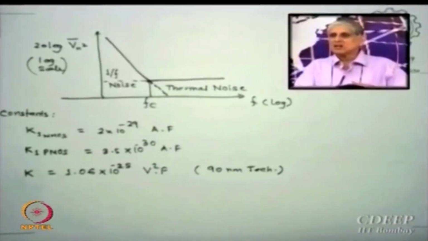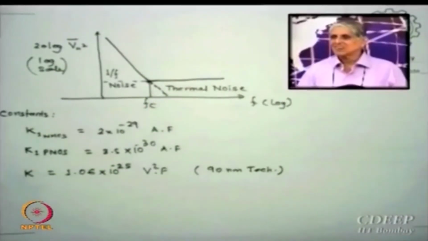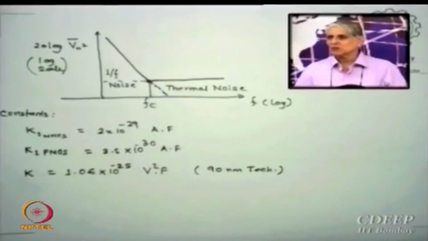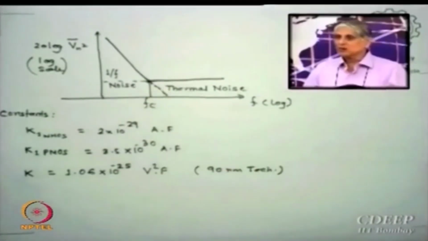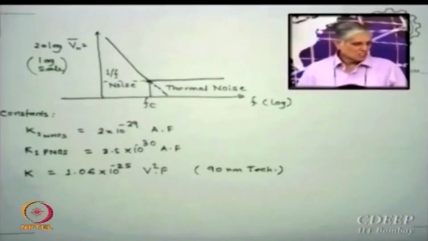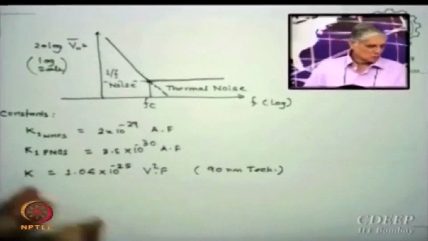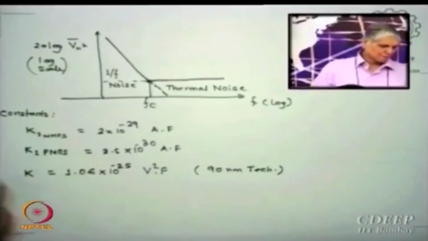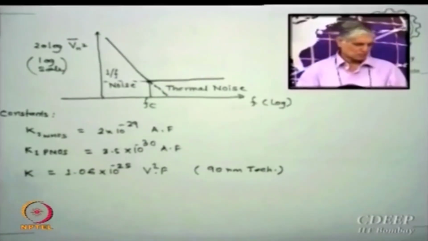So we need not worry too much, but if you know well that you are working at these frequencies, one need not worry too much about 1 upon f noise. But a priori you should know for a given technology node what the Fc is. To know Fc you need some constants to be known, that is the K's. So it has been found, for example, that this is essentially for the 0.25 micron technology.